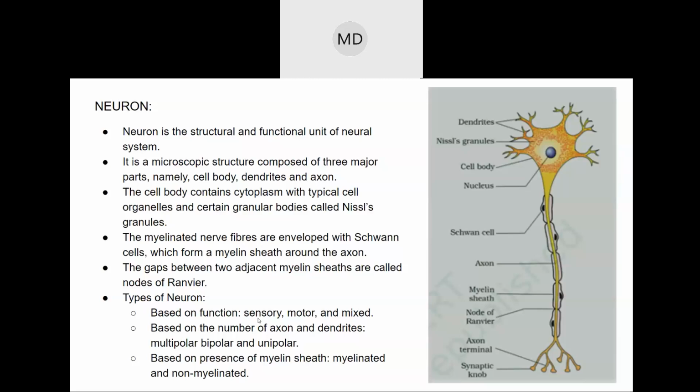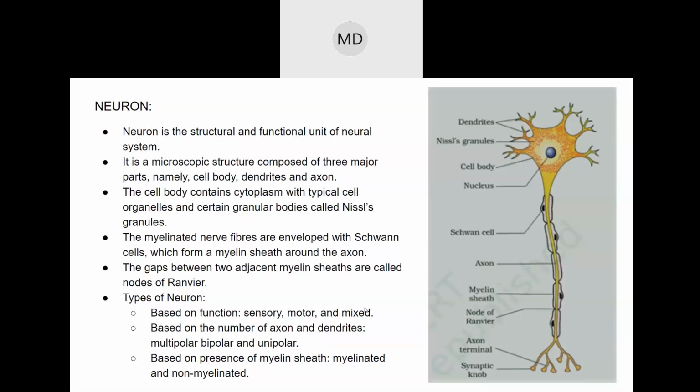But the motor neurons carry impulses from the central nervous system to the sense organs. It is the opposite, like afferent and efferent. So sensory neurons carry impulses from the sense organs to the central nervous system, that is the brain and spinal cord, and the motor neurons carry impulses from the brain and spinal cord, the CNS, to the sense organs. The mixed neuron has the ability to carry impulses both ways, to the CNS and from the sense organs to the CNS. That is known as a mixed neuron.